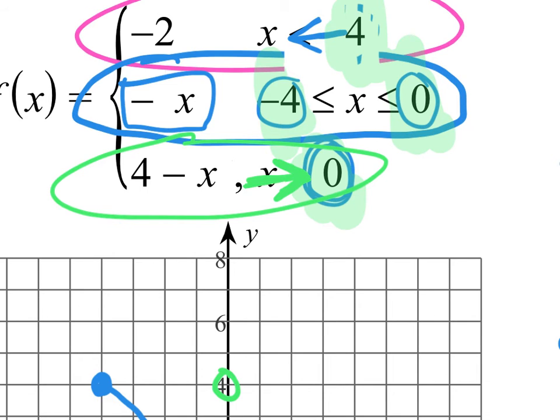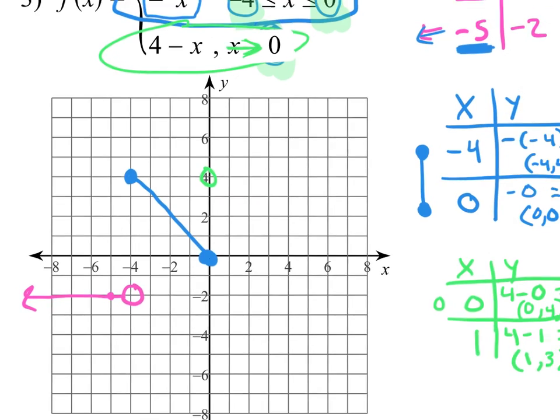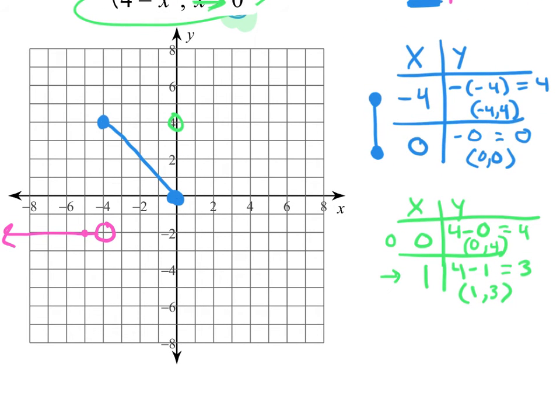Let me erase this and I'll do it again. So the direction of this tells us which direction we're going to point. We see that this is a little arrow going to the right, so we're going to point it going to the right. So our point is (1, 3), and then we point it going to the right.